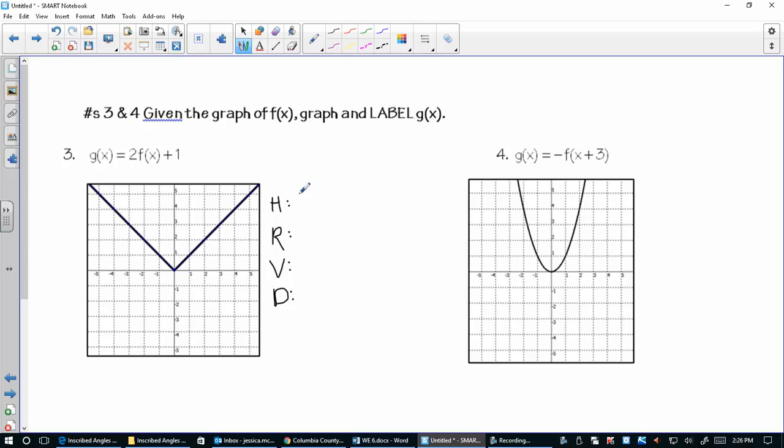So again, horizontal shift, we're looking for something being added or subtracted inside of parentheses. So that is going to be none. Reflection, we are looking for a negative. There's no negative out in front, no negative on the x, so that's also none. Vertical shift, we have this plus 1 outside of parentheses, so that's going to go up 1. And then last dilation, we're looking at the coefficient, so this 2 tells us that it's going to be a stretch.